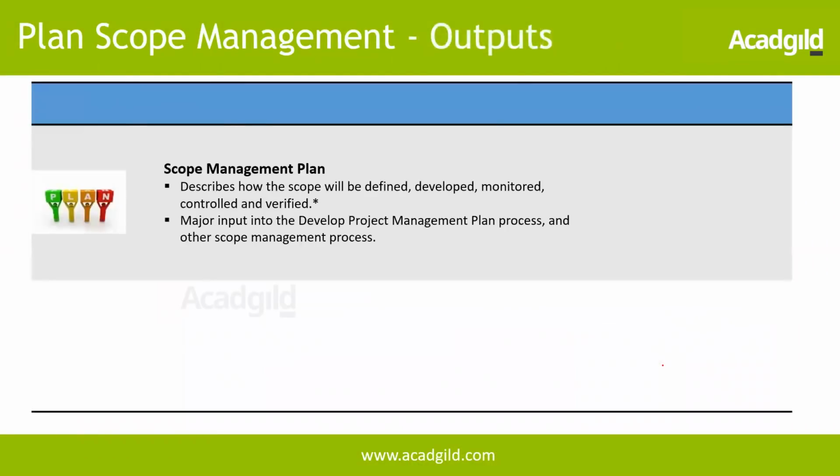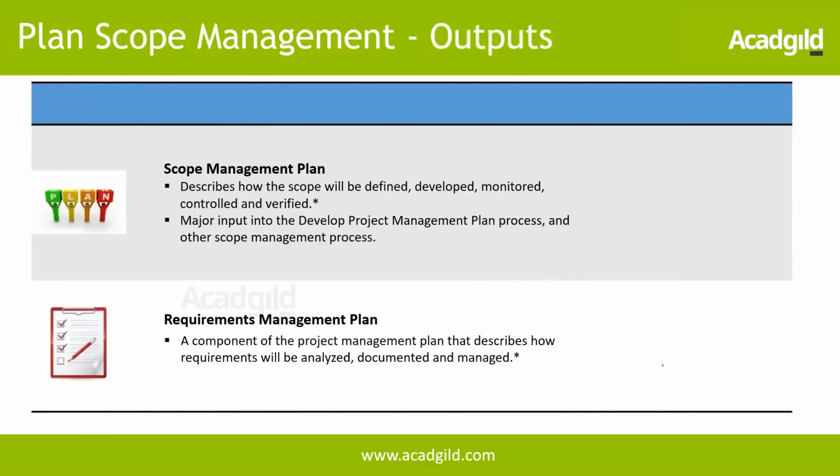The outputs: scope management plan and requirements management plan. So scope management, as I said, is going to define how the scope will be defined, developed, monitored, controlled and verified. It's a major input to the develop project management plan process and other scope management processes, which we are going to see in some time. The other key subsidiary document is requirements management plan, which is going to talk about how requirements will be analyzed, documented and managed. So what are the different techniques that we are going to use to collect the requirements? Those are going to be part of this plan.